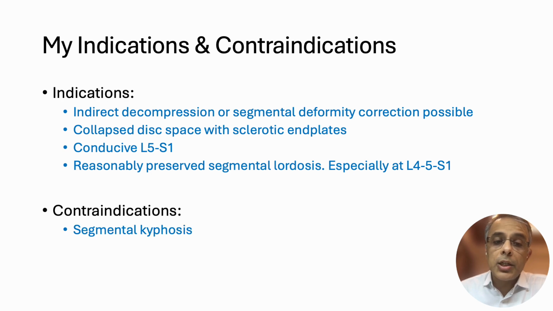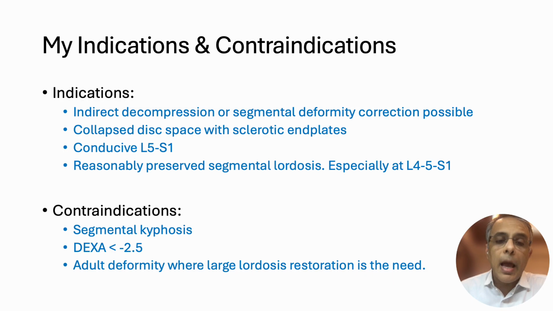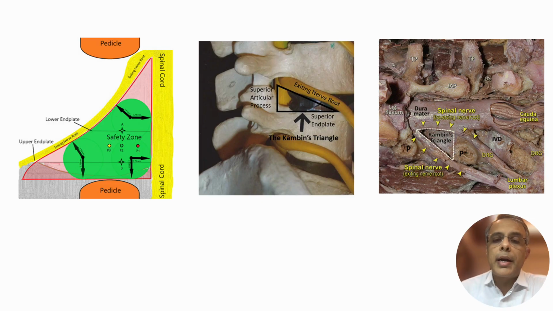The contraindications would be segmental kyphosis, because kyphosis correction is extremely difficult while doing this technique. Whenever you have osteoporotic bone, it is not recommended because your end plate will not be strong enough to withstand the indirect decompression and you may have end plate damage. When you are doing a large adult deformity correction, KLIF is not a recommended technique.